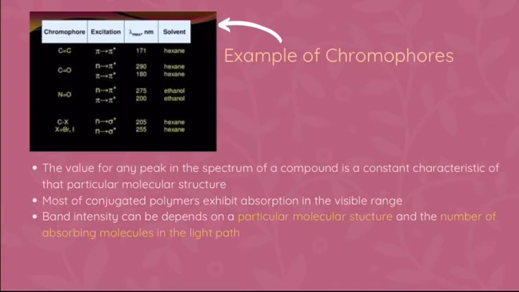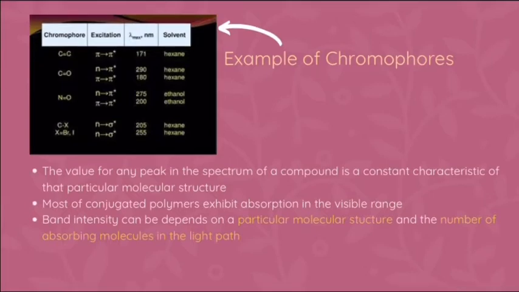So the value of any peak in the spectrum of a compound is a constant characteristic of that particular molecular structure. Most conjugated polymers will exhibit absorption in the visible range, and band intensity depends on two factors. Firstly, the particular molecular structure, and secondly, the number of absorbing molecules in the light path. Now let's look at the upper figure.